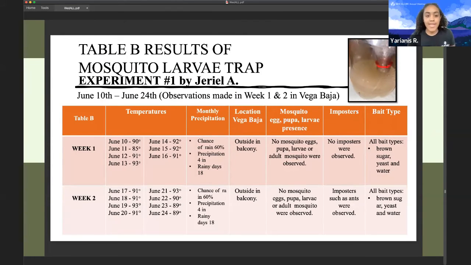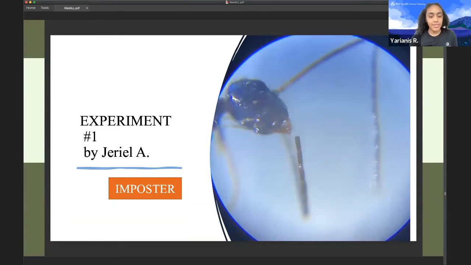In experiment 1 by Yariel, this consisted in the brown sugar, yeast, and water. There were no mosquitoes, but there were imposters in week 2. You can go to the next slide. Mostly there were ants. Here is a picture of the ant.